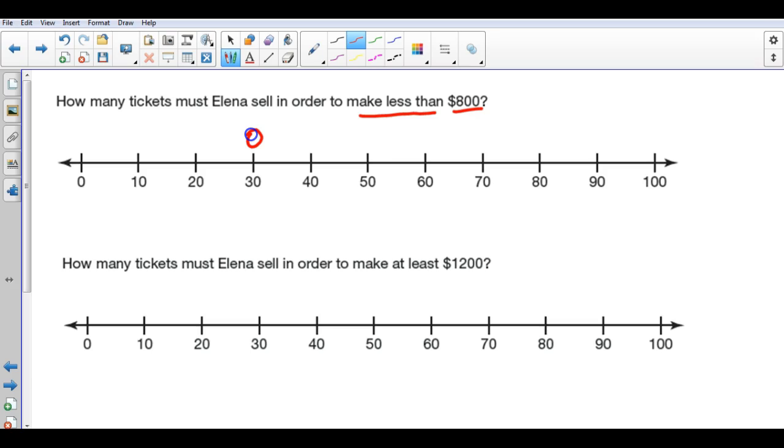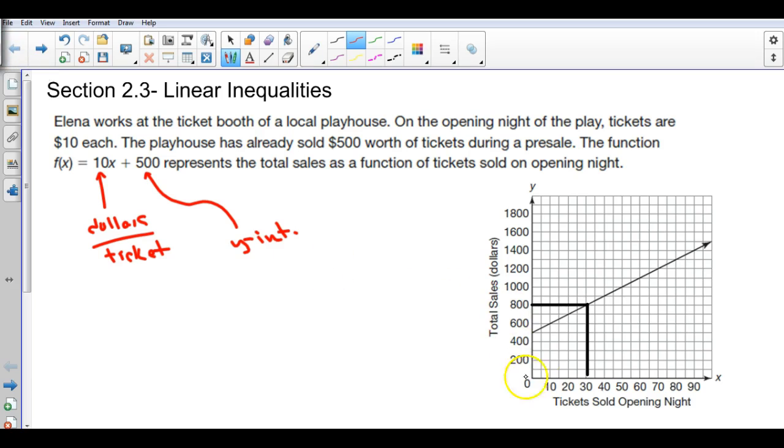So what I'm going to do is go to where 30 is, and I'm going to put an open dot there. And I'm going to explain why in a second. And I'm going to draw an arrow pointing to the left, which represents that if she sells 5 tickets, 10 tickets, 20 tickets, any amount of those, if I go back to this graph, any amount of those tickets will give me a value for y that is less than $800.